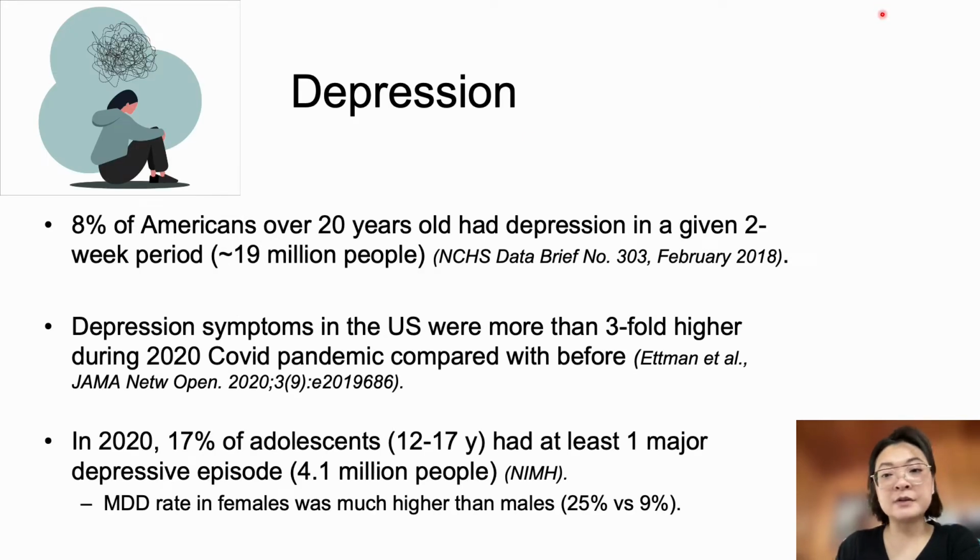Depression is a very common disorder, and it is estimated that 8% of Americans over 20 years of age had depression in any given 2-week period. This equates to approximately 19 million people. Depression symptoms in the U.S. were threefold higher during 2020 and the COVID pandemic. Lastly, in 2020, 17% of adolescents 12 to 17 years old had at least one major depressive episode, and this is another 4.1 million people.